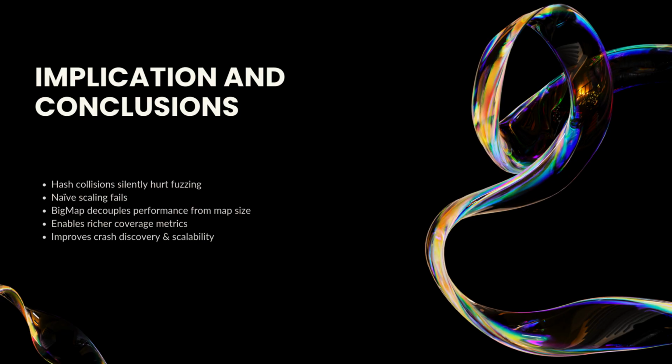Beyond performance improvements, BigMap enables researchers to experiment with richer and more expensive coverage metrics without worrying about collision pressure. BigMap does not only optimize fuzzing performance, it fundamentally changes how fuzzers can scale, enabling larger maps, richer coverage metrics, and more aggressive experimentation. It expands the design space of coverage guided fuzzing.